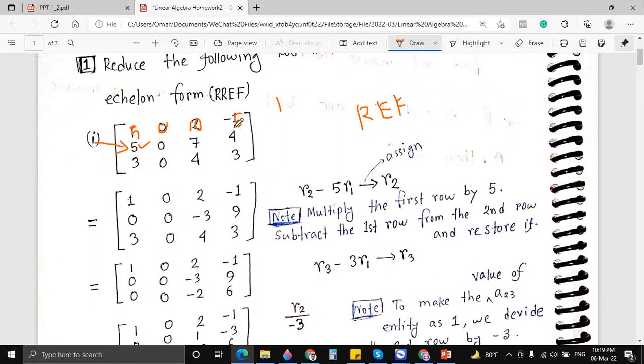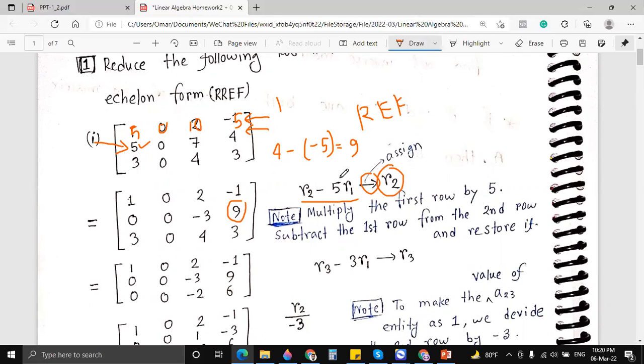Now I am going to subtract the first row from the second row. So 4 minus 5... 4 minus -5, so it will become +9, right? That's why I write down +9 here. If you look at this notation, I have written R2 minus 5 into R1, and then we assign that value to R2.